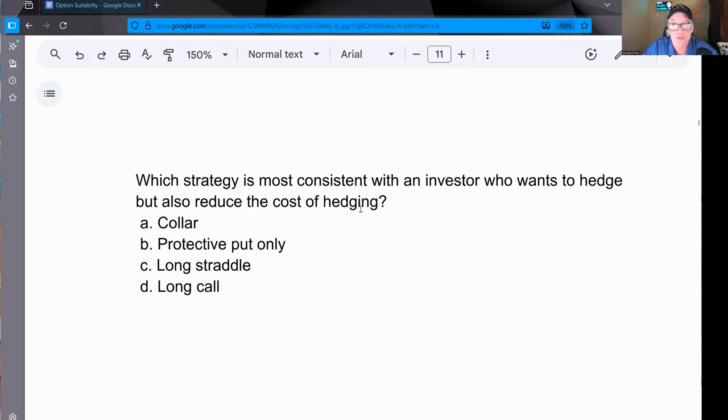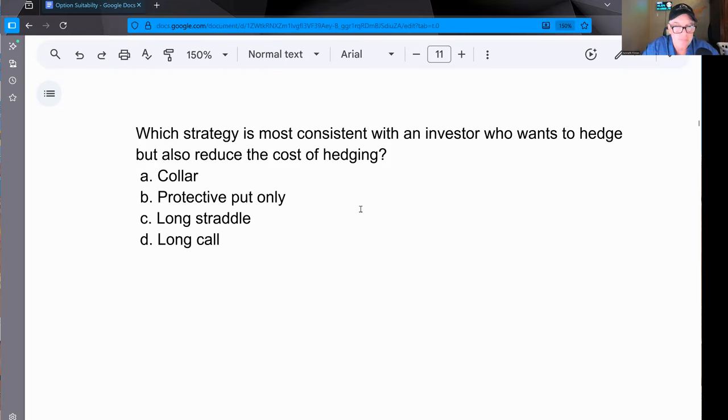Which strategy is most consistent? And how many pages do I have left? I'm not even a quarter of the way through.